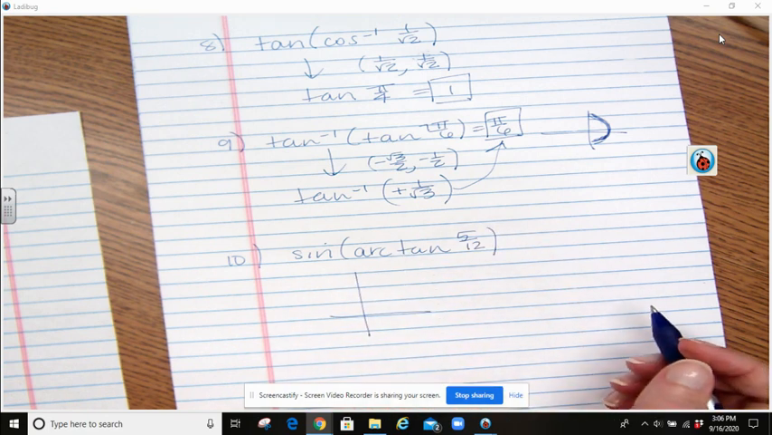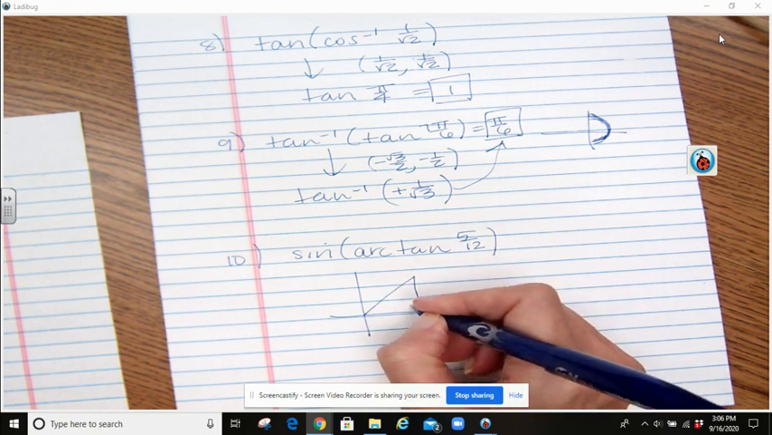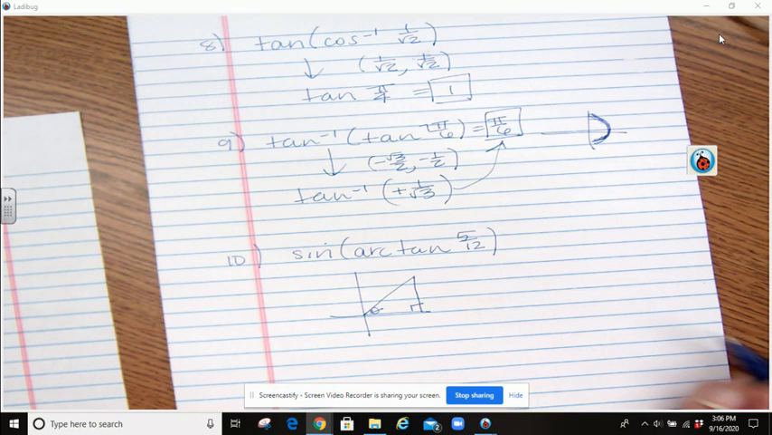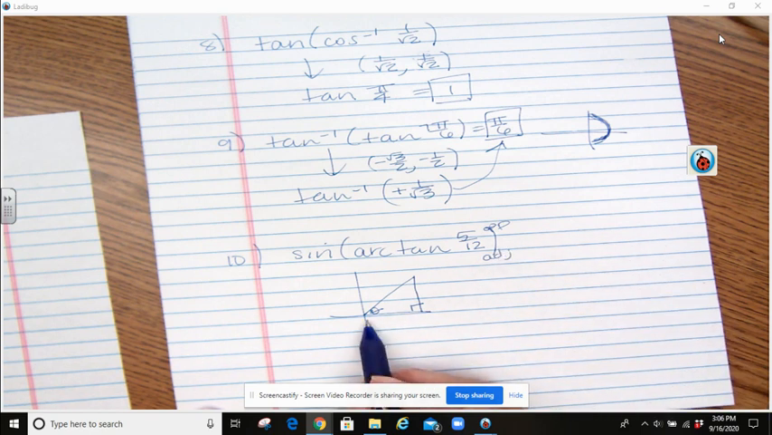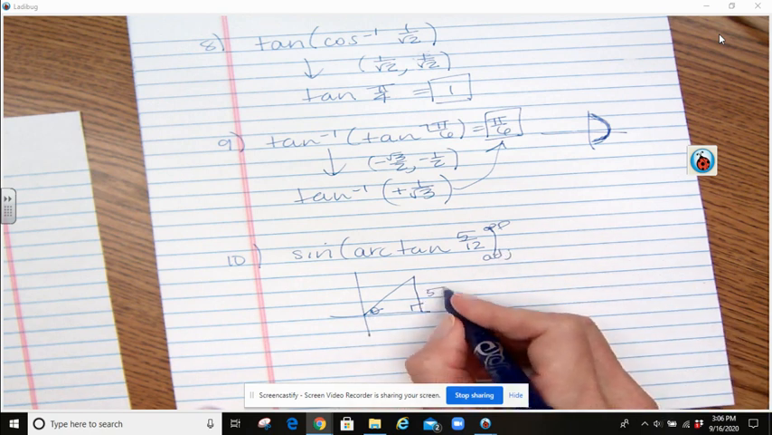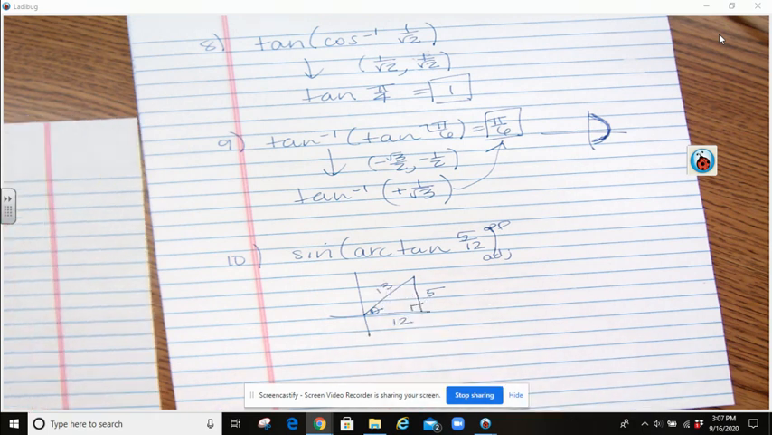Draw your triangle in the first quadrant, diagonal coming out of the origin, perpendicular to the x-axis. Then I can label 2 of the 3 sides because tangent is opposite over adjacent. So angle's always here, opposite side is 5, adjacent side is 12. Pythagorean theorem or Pythagorean triple would tell you that the hypotenuse is 13.